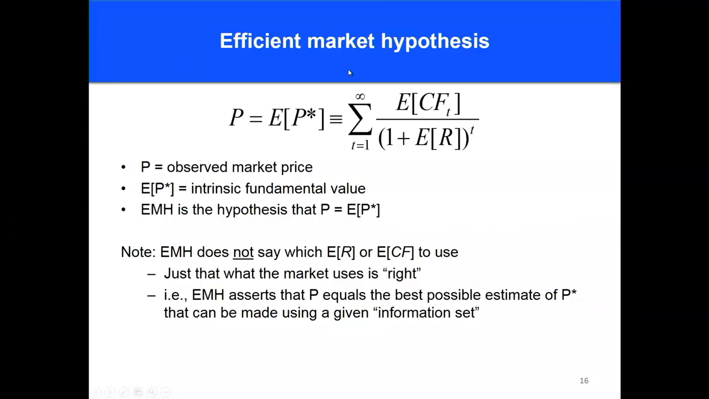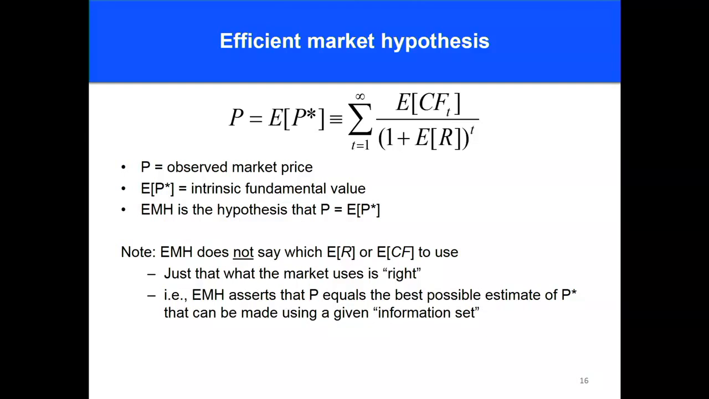So to bring it back to the formula, to summarize what I've just said, the efficient market hypothesis is this notion that in an efficient market, the expected cash flows discounted at an appropriate risk is the correct price. P is what we observe in the market, and EP would be the intrinsic fundamental value defined in this particular way. And so the efficient market hypothesis is the notion that the observed price is actually the efficient price. It doesn't tell you which expected return or which cash flow to use. It simply says that whatever we observe in the market is there.